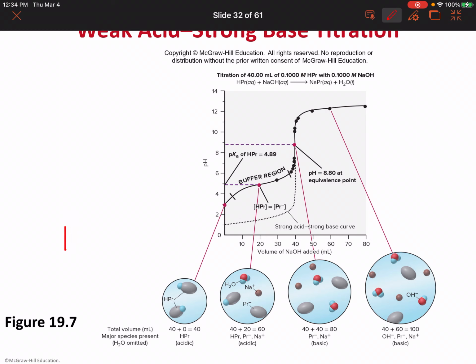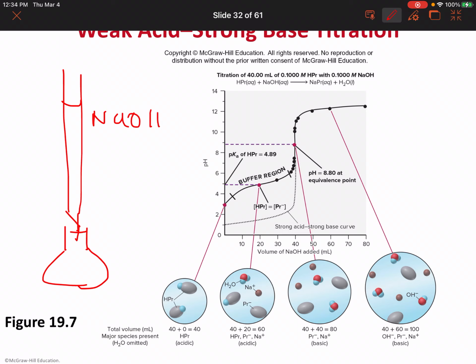Thank you. So this is your flask, and this is your burette. Okay. So here you have your base, sodium hydroxide, and this is your weak acid, HPr, propionic acid. Okay. So initially we have only HPr, so nothing of sodium hydroxide has been added yet. The pH would be from the hydronium ion concentration of HPr, and we learned how to calculate that.